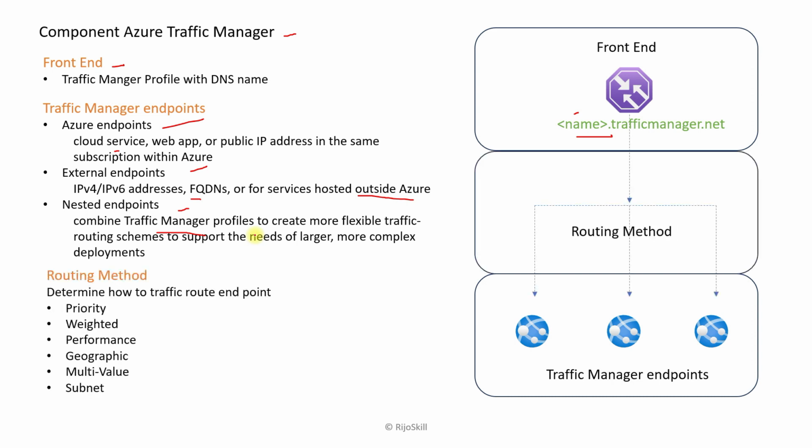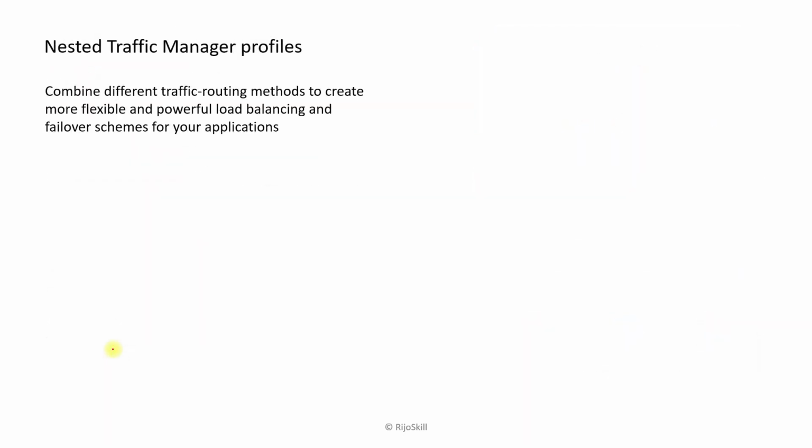Next one, the routing method. The routing method is how the traffic will be passed to your endpoint. There are six routing methods: priority, weighted, performance, geographic, multivalue, and subnet. We will discuss this in the next slide. So here you can see a nested Traffic Manager. A nested Traffic Manager profile means a combination of different traffic routing methods. It is used for more complex and powerful load balancing and failover schemes for your application.